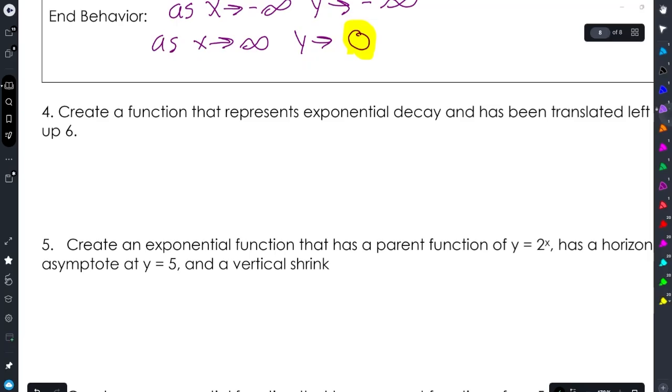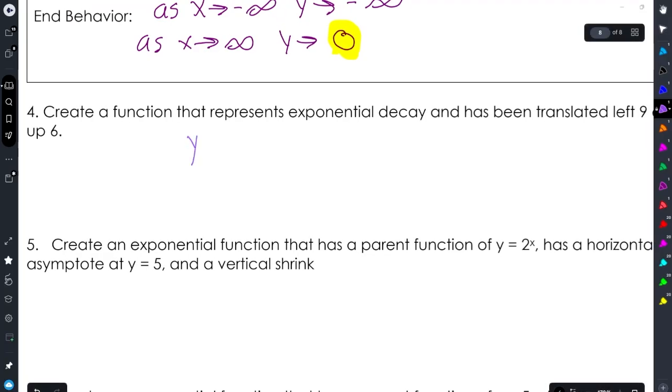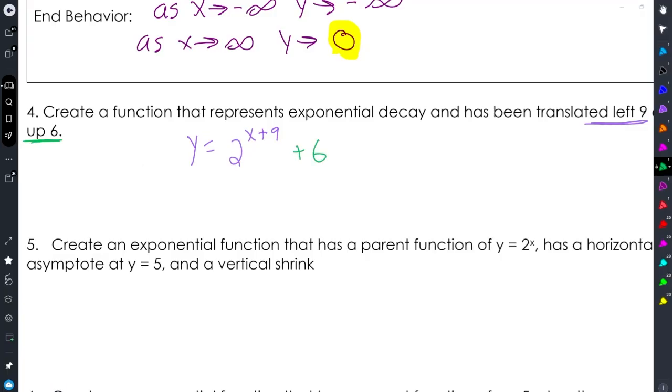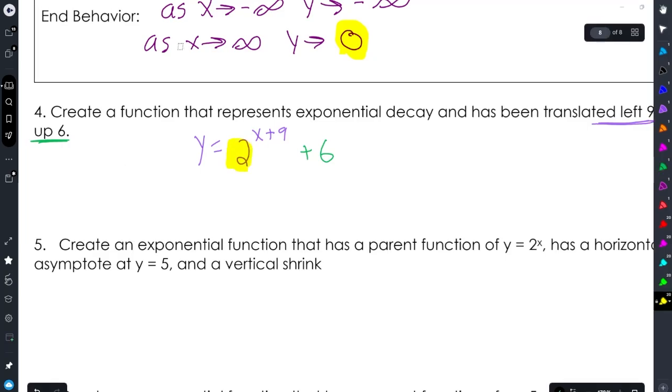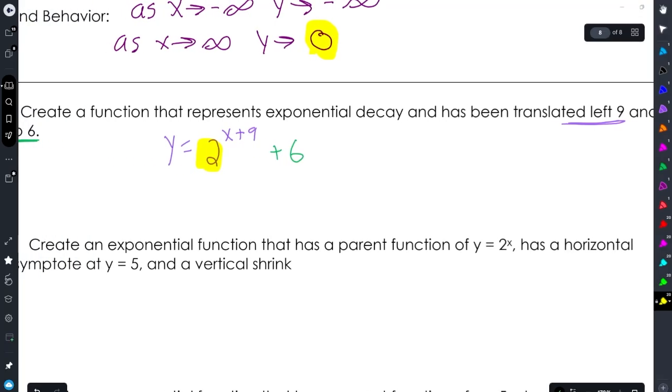So it says create an exponential decay that has been translated left 9 and up 6. So y equals, now it doesn't say anything about an a value, so I'm just going to make it an invisible 1. So I'm going to do 1/2 to the x plus 9, because that's translated left 9, and then up 6 means plus 6 on the outside. So you could have anything right here raised to the x plus 9 power, but it has to be x plus 9.